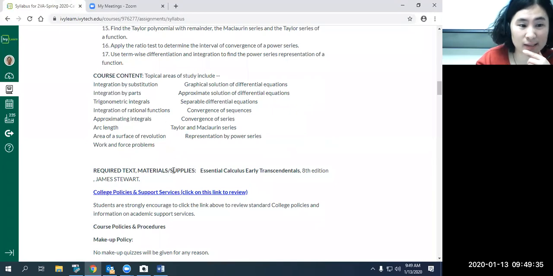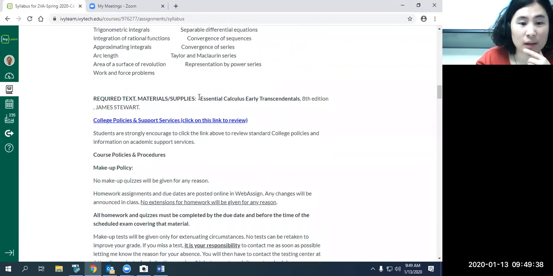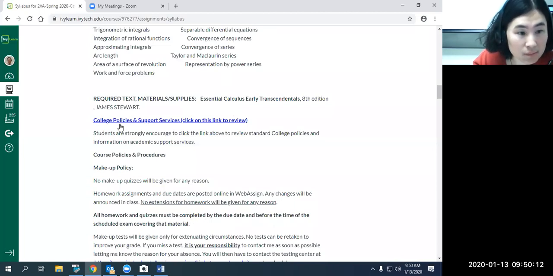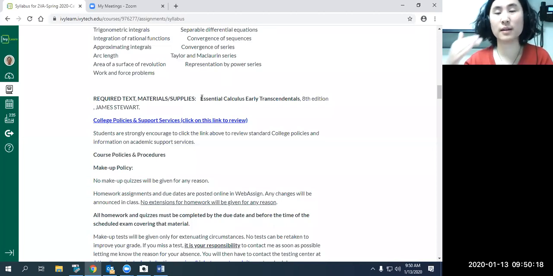Course content, okay. The textbook is the Early Transcendentals Essential Calculus Stewart book, 8th edition. Some of you asked me, do I have to buy a paper version or hard copy of the textbook? I would say no. Because all of the homework assignments are in WebAssign, what I need you to have is a WebAssign access code. We'll talk about that later when we talk about the homework assignments. If you have a website access code, you will have access to all of the homework assignments.